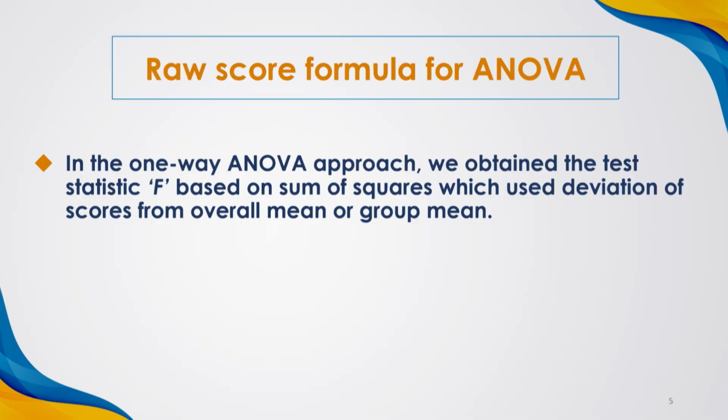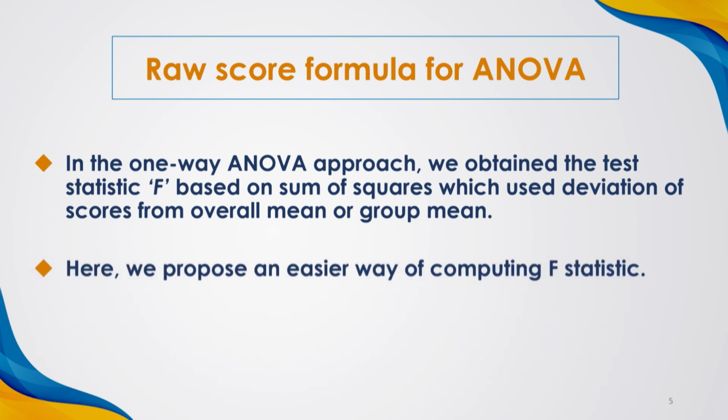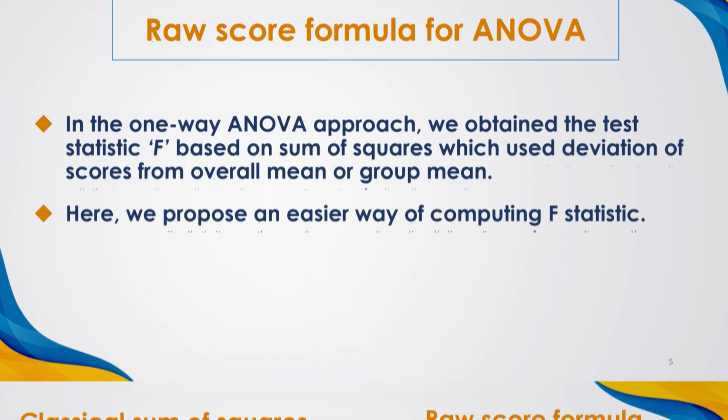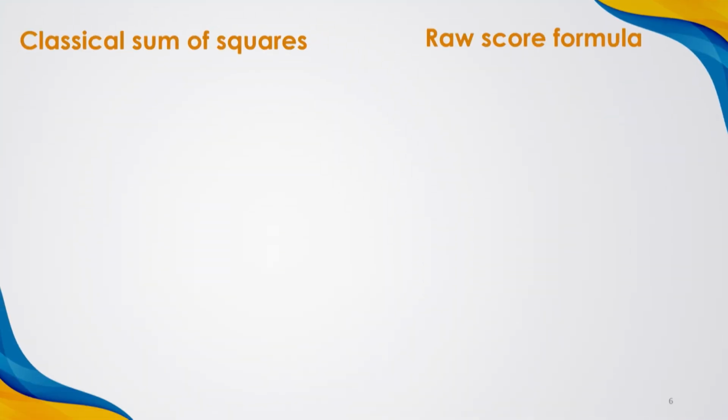for one-way ANOVA. What is the raw score formula for ANOVA? So, in the previous lesson, we have learned how to perform the one-way ANOVA procedure. In the one-way ANOVA approach, we obtained the test statistic F based on sum of squares which used deviation of scores from overall mean or group mean. Here we propose an easier way of computing F statistic. Let us compare the classical sum of squares calculation with the raw score formula calculation.